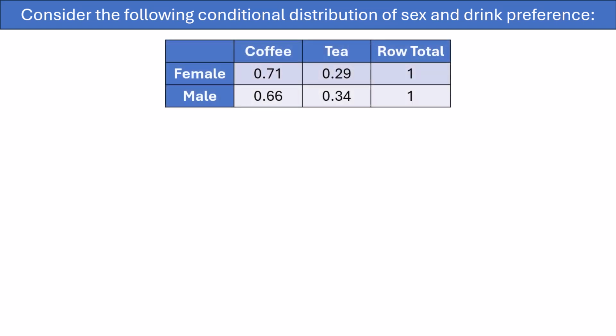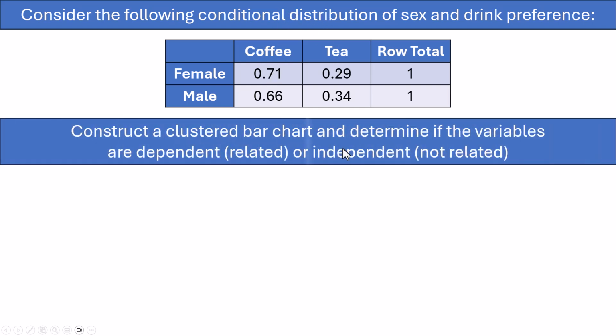All right, here is a problem for you to try. Consider the following conditional distribution of sex and drink preference. We have the sex as either male or female as the explanatory variable, and we have the drink preference as either coffee or tea as our response variable. Construct a clustered bar graph and determine if the variables are dependent or related or independent, not related.